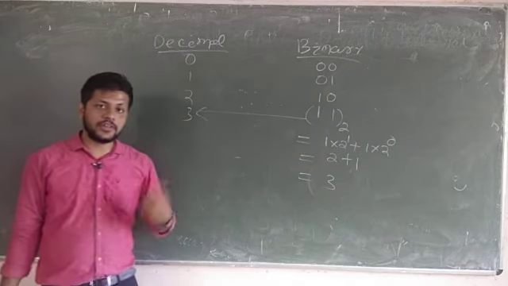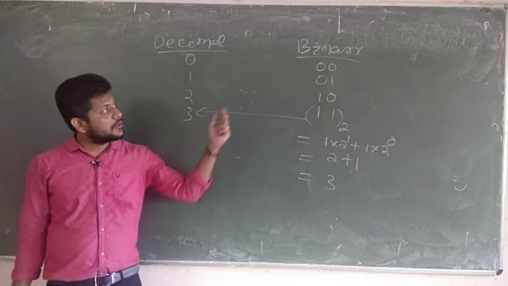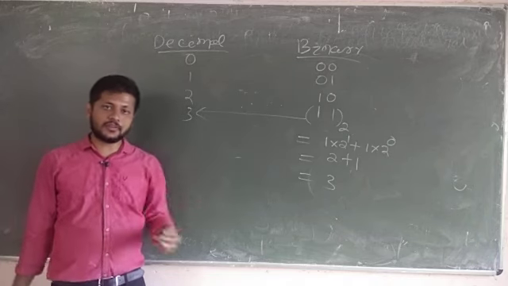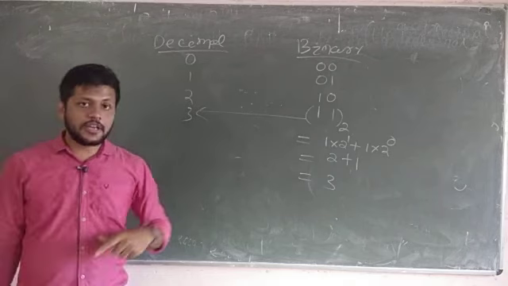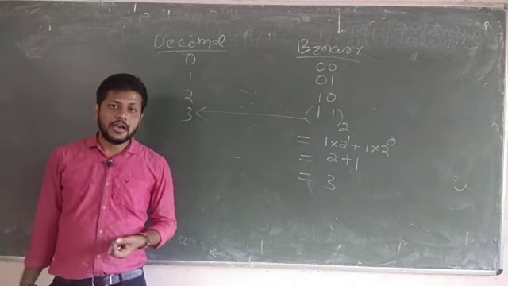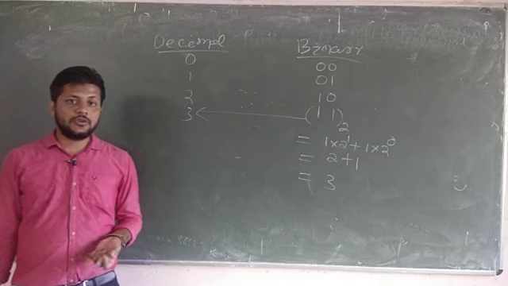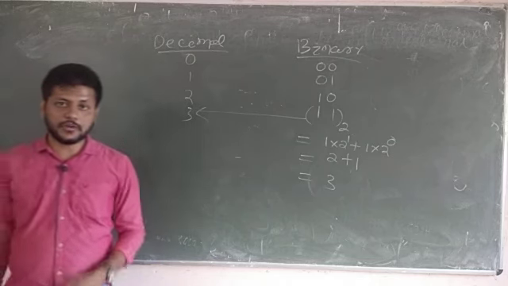Next class we will see more examples on binary, because we are dealing mostly with the binary number system. Then we will see binary addition, subtraction, multiplication and division. After that we will see non-weighted codes, that is XS3 code and gray code, and that will be the end of your number system.